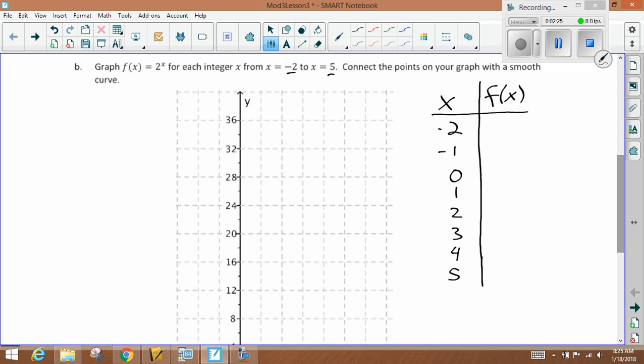2 to the -2 power is the same thing as 1 over 2 to the +2 power, which is 1/4. Which means that this is 1 over 2 to the -1 power, which is 1 over 2 to the first power. 2 to the 0 power is 1. 2 to the first power is 2. 2 squared is 4. 2 to the third power is 8. 2 to the fourth power is 16. 2 to the fifth power is 32.